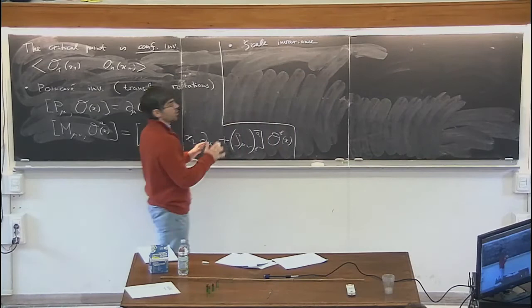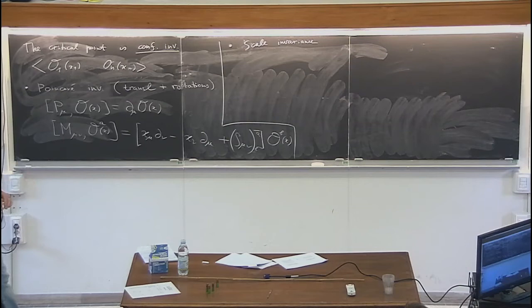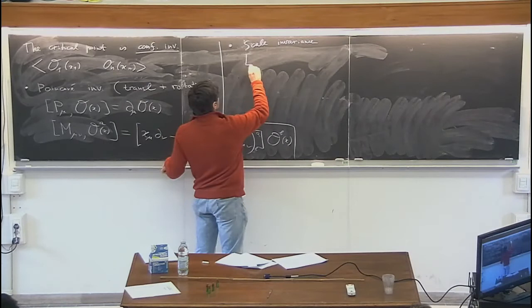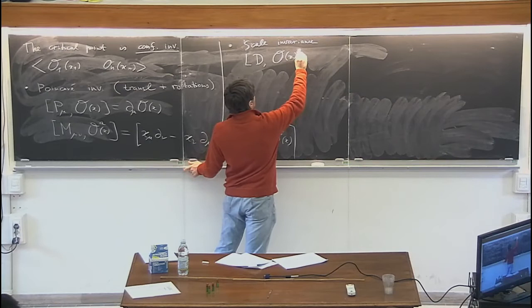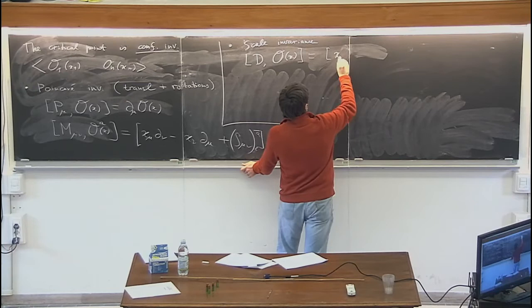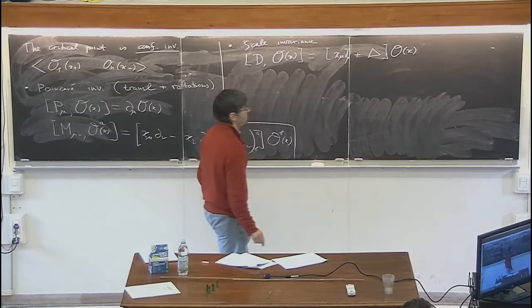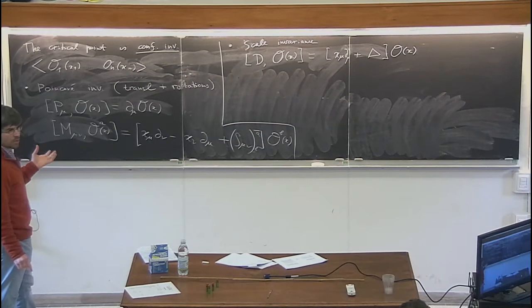So this also comes as no surprise, as I said, since we have a fixed point of the renormalization group, it is scale invariant, and it means that we are going to have another generator, and this generator is usually called D. So when this generator acts on the field O of x, it gives you x^mu d_mu plus delta O of x, where delta is the scaling dimension of the field O. By the way, I say sometimes field, sometimes operator, it is just synonymous. I hope it's not confusing.